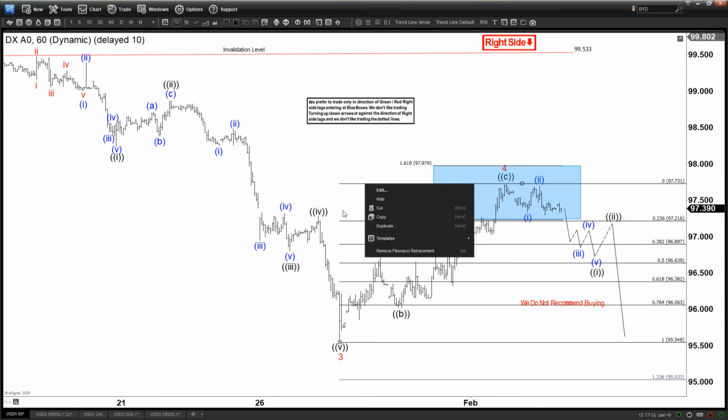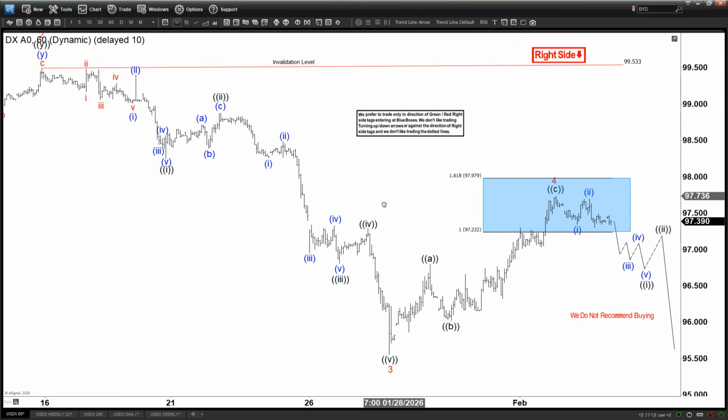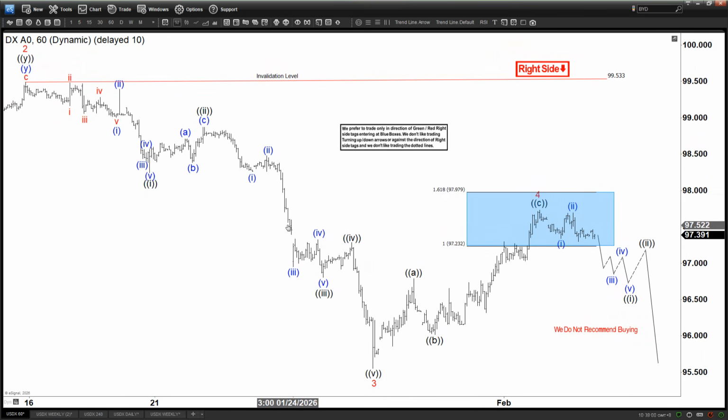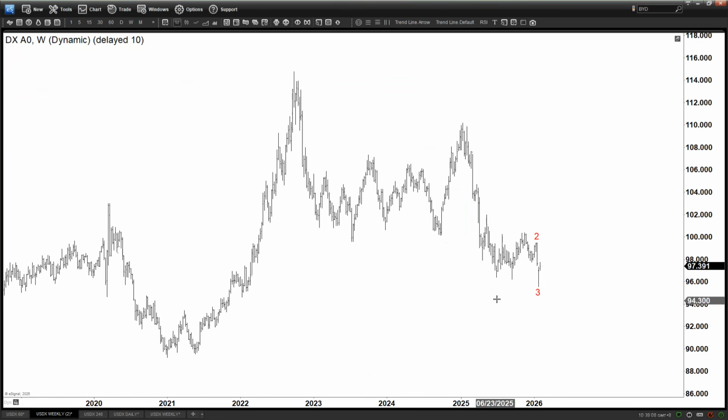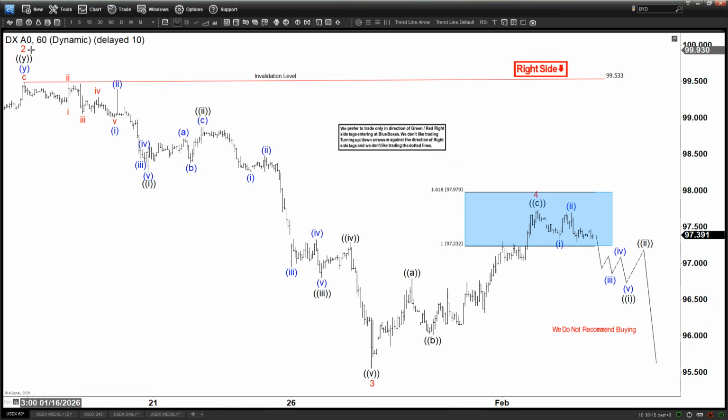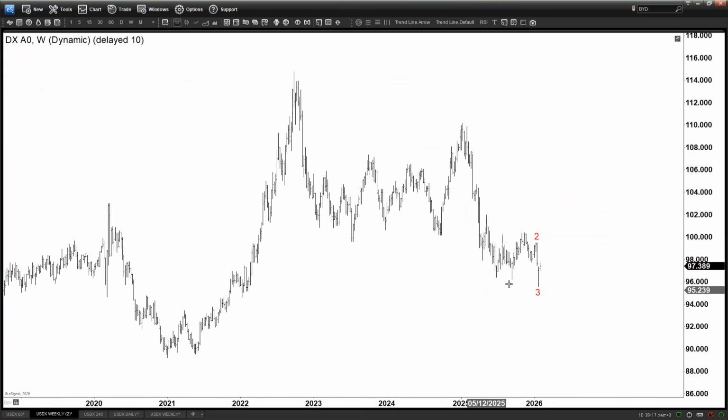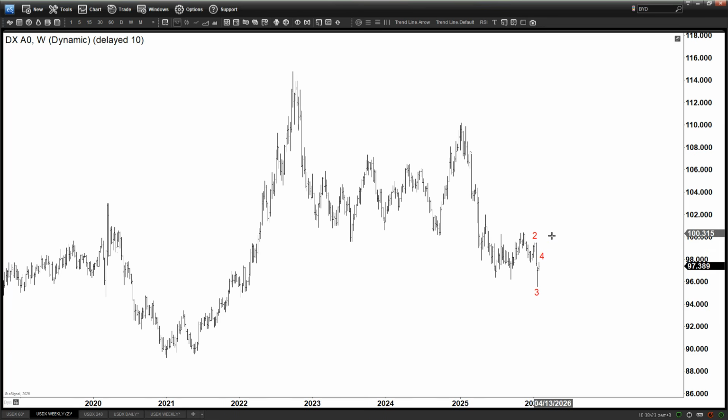Now if I zoom out, let me show you the structure, and also some of the alternate path. I'm zooming out all the way to the weekly time frame, and I'm just putting back the wave 2 and wave 3 and wave 4 here. This is a 4 and this is the 1.